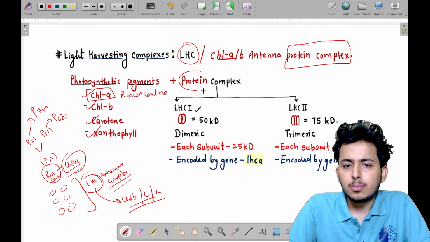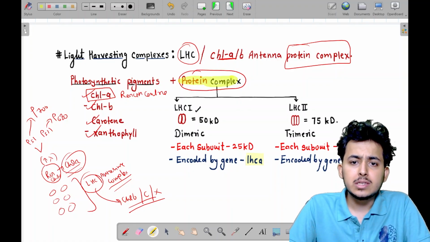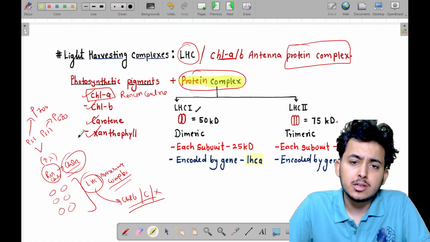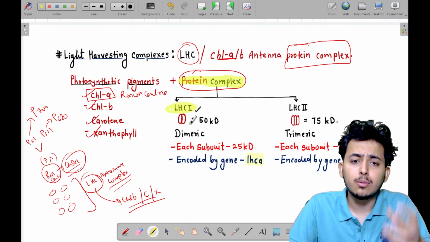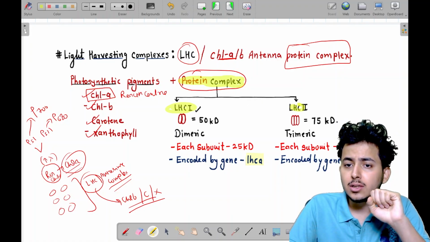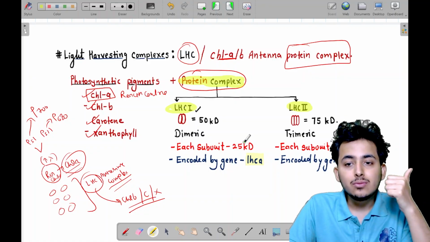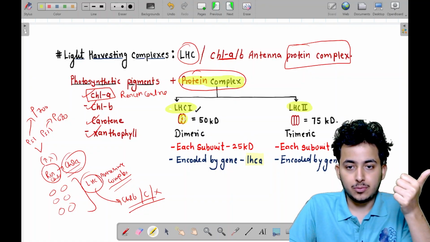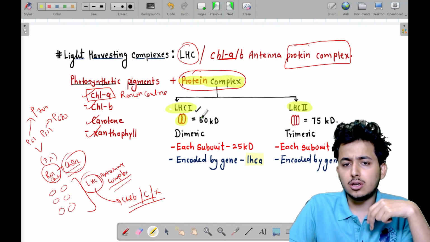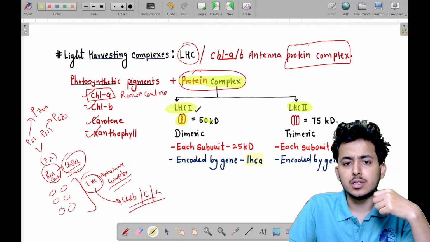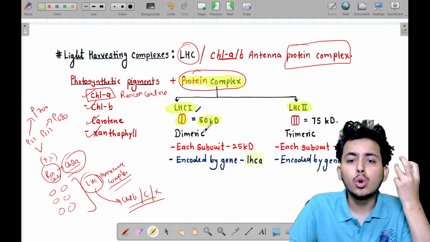Now we will be dealing with the protein complexes. If you talk about the protein complexes, they are composed of two kinds. One is LHC1, that is light harvesting complex 1, and the second one is LHC2, that is light harvesting complex 2. LHC1 is a dimer, dimeric in nature. It is composed of two subunits, and the molecular weight of this is 50 kilodaltons, that is the molecular weight of the whole dimer.